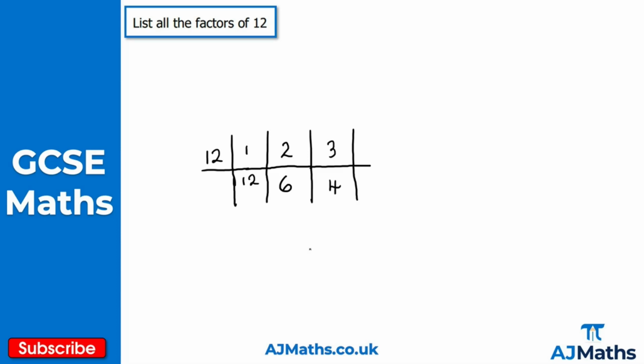So what that means now is we've found all the factors of 12. So therefore, all the factors of 12 here, we'll just write this underneath. That's going to be all these numbers here. So it's going to be 1, 2, 3, 4, 6, and 12. Okay, and there we have it. So that's our solution to question 1.